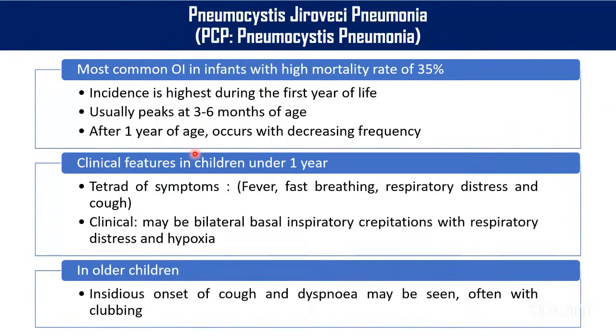So most common in this age group is PCP pneumonia. Most common OI in infants, with a high mortality rate of 35%, is Pneumocystis jirovecii pneumonia. The incidence is highest during the first year of life, usually peaks between 3 to 6 months of age, and typically they present with fever, fast breathing, respiratory distress, and cough. On examination, most of the time you will have a silent chest, nothing in the chest, but they will have distress and hypoxia. But in an older child, you can see an insidious onset of cough and dyspnea, often presenting with clubbing also.